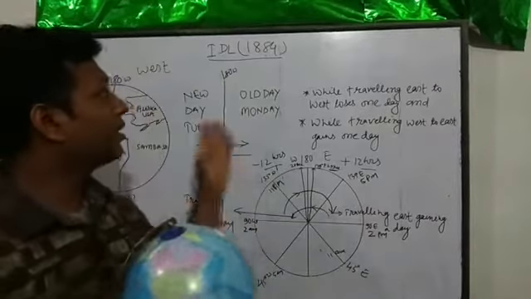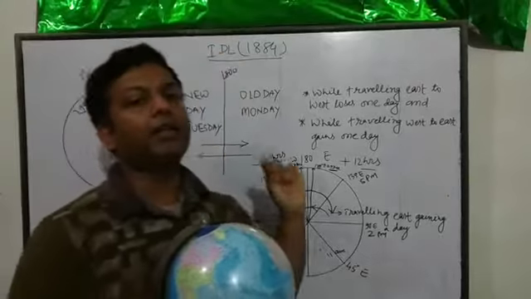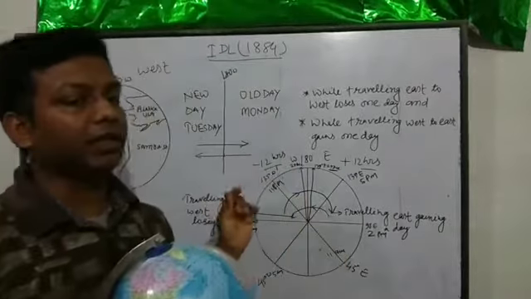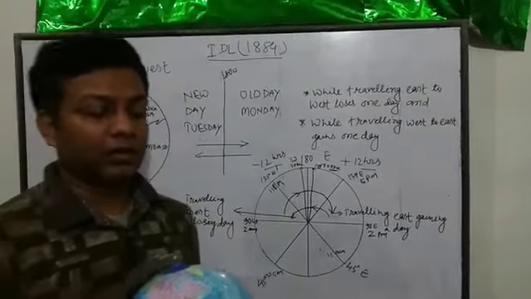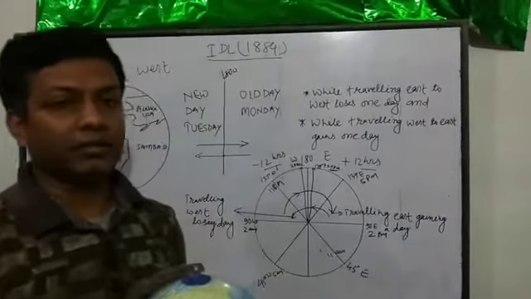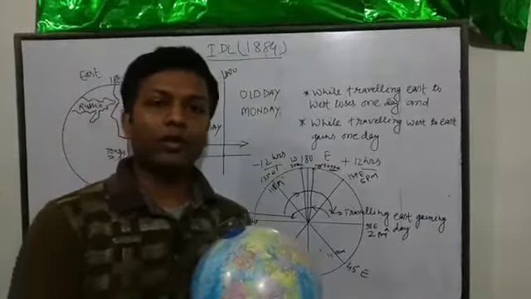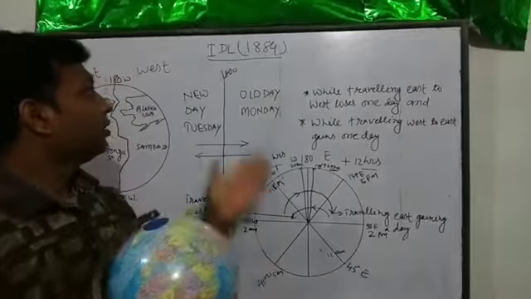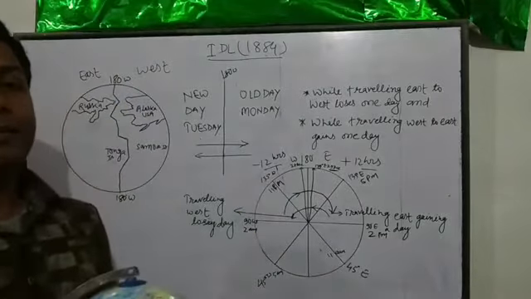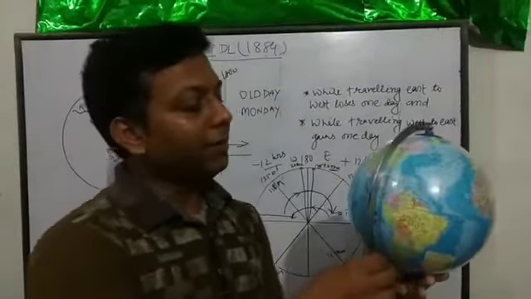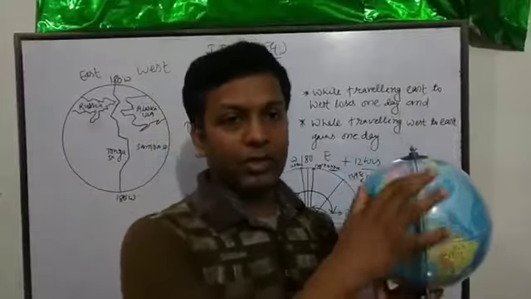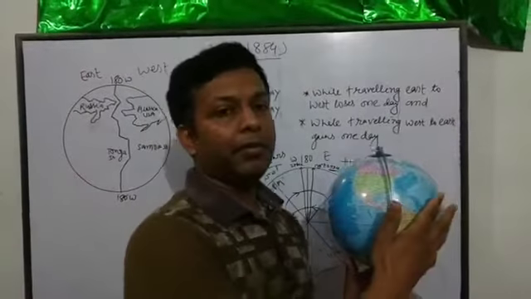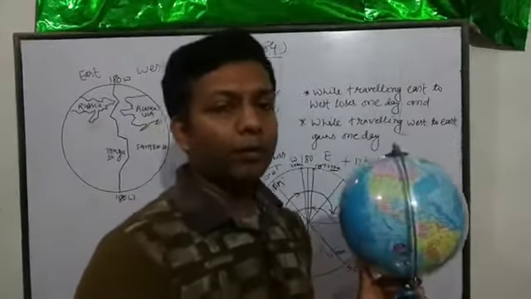So today's topic we have IDL, that means International Date Line. So what is this? In this entire session we are going to discuss it. The International Date Line, like the 0 degree meridian, is a timeline to decide and compare time across the globe.